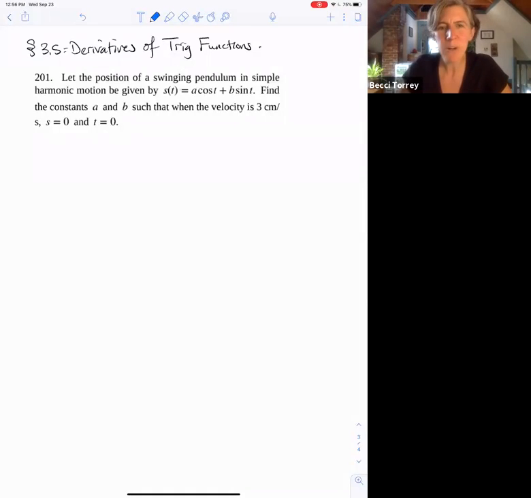Hi everyone. Okay, we're going to do a worked example from section 3.5, derivatives of trig functions. This is problem number 201 in our textbook, so you can go find it.